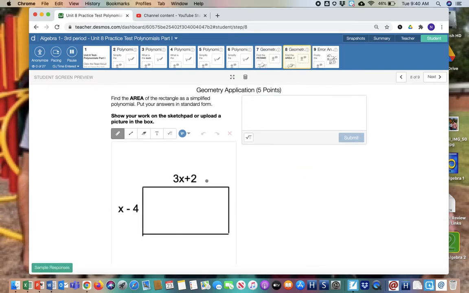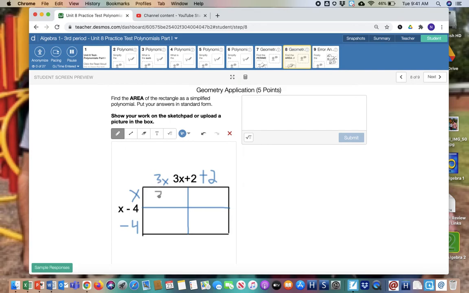All right, so now what about the area? Let's remember, how do you find the area of a rectangle? You multiply, right? So aren't we just going to do the exact same thing we did here? Hey, it already has it set up for me. So I'm going to set it up the same way. All right, so here we go.